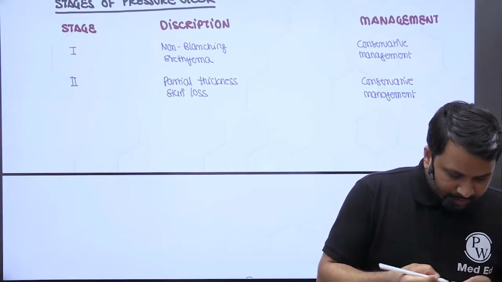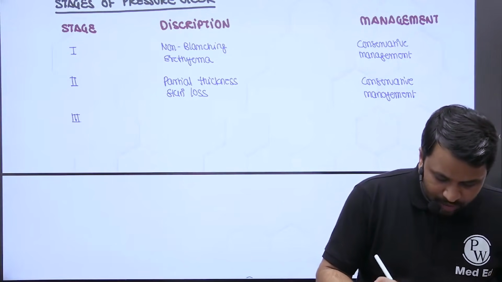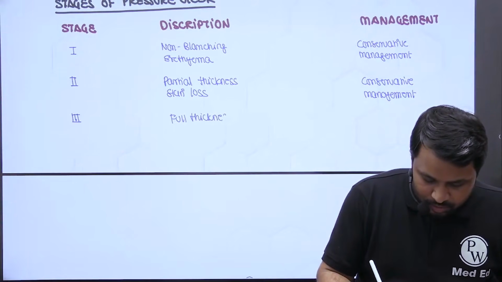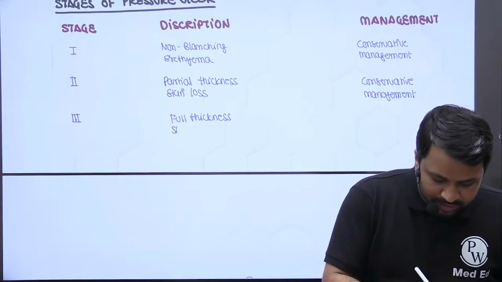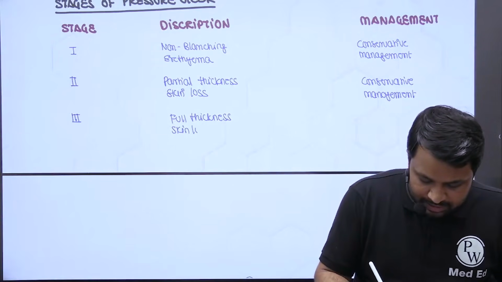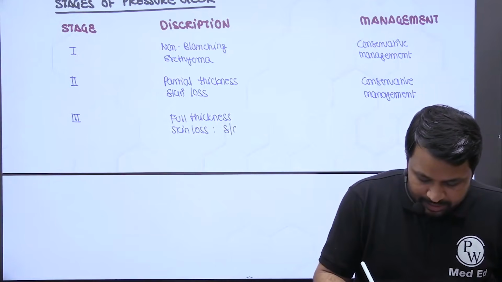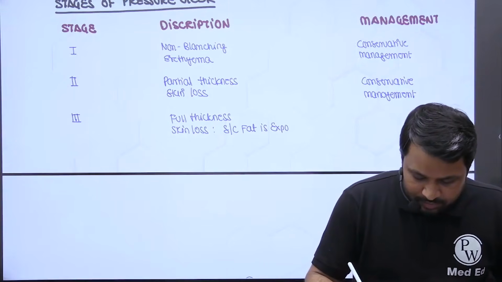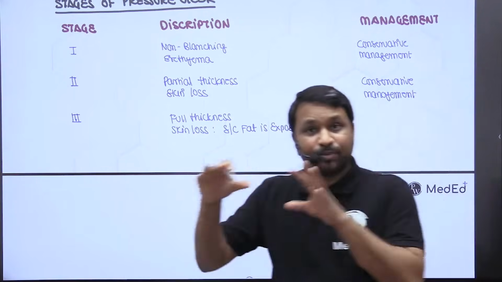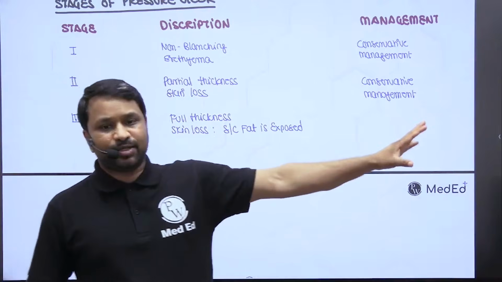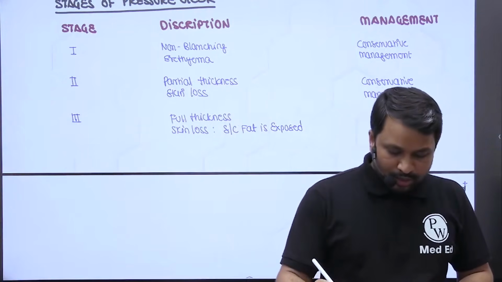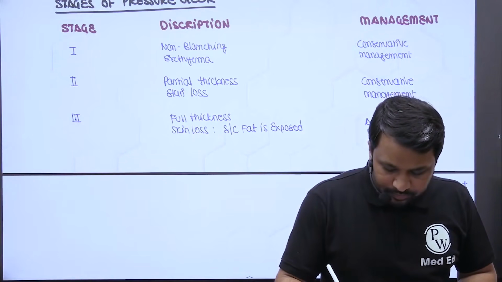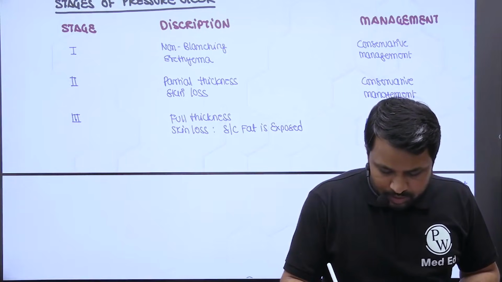Then you have grade 3. In grade 3 you have full thickness skin loss. So your examiner would also want to know how do you know it's a partial or a full thickness skin loss. In a full thickness skin loss, subcutaneous fat is exposed. If you are able to see subcutaneous fat being exposed, it is grade 3 or stage 3. Otherwise, it is going to be stage 2. So here you will require an active management. So we'll talk about it. What is an active management?